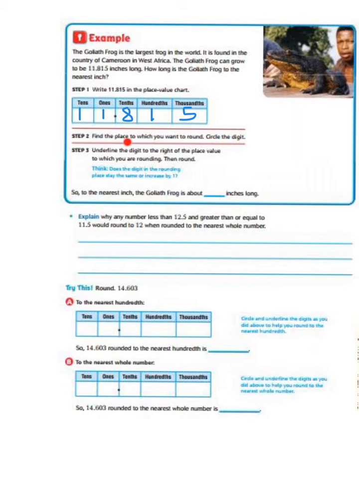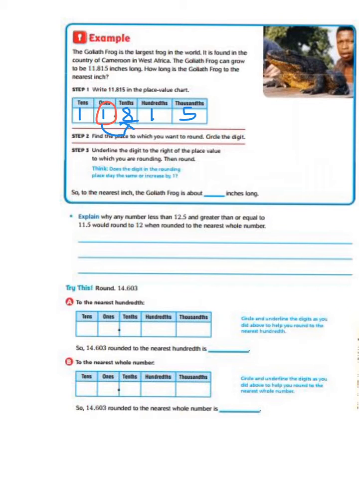Next it says to find the place to which you want to round. Circle the digit. Well, remember, we're rounding to the nearest inch, to the nearest whole number. So now we need to circle our nearest whole number, and that is our 1. And then it says to underline the digit to the right of the place value. And we see that our digit to the right is our 8, so we would underline our 8.